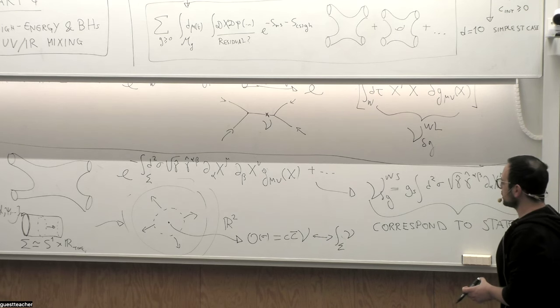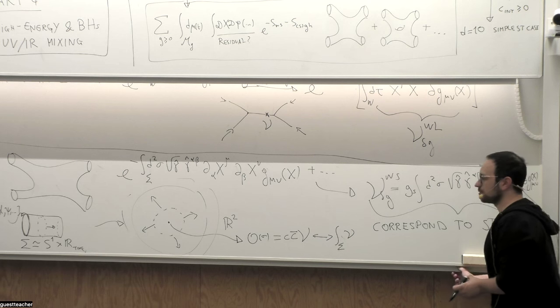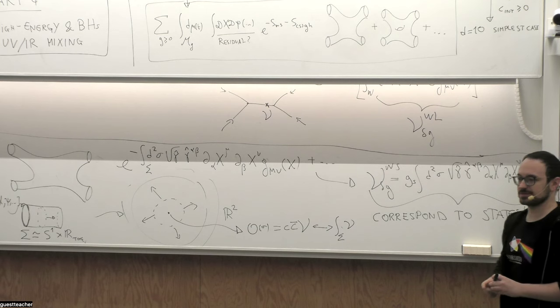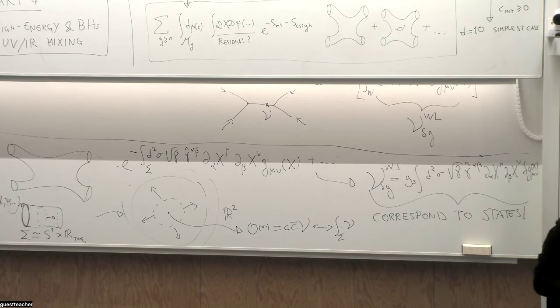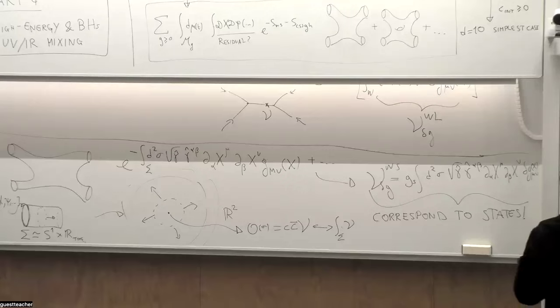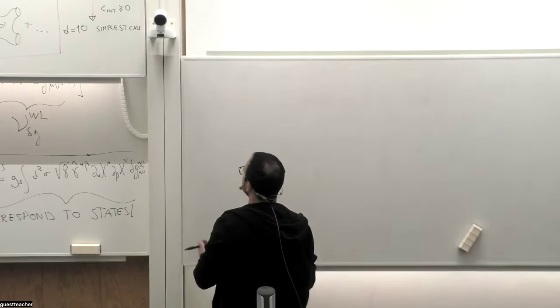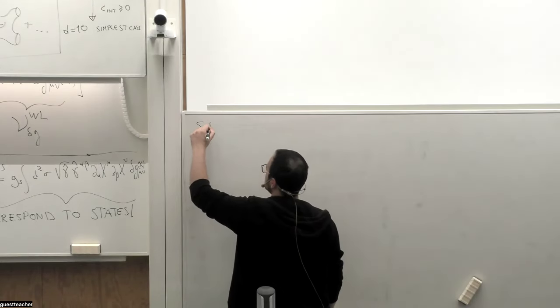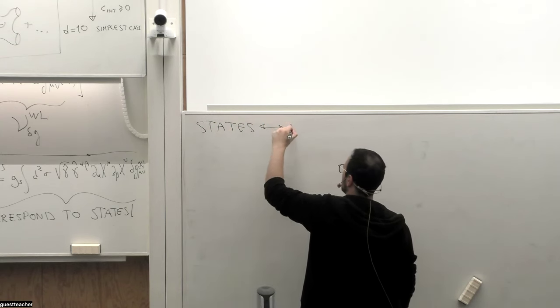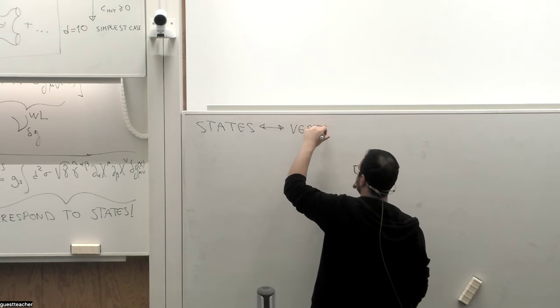Good? So now that we have this tool and the physical picture of, hey, states are described by operators of this type, what kind of operators are they? What do they satisfy? So maybe I can go somewhere else, I guess. States, we call these vertex operators. Okay.